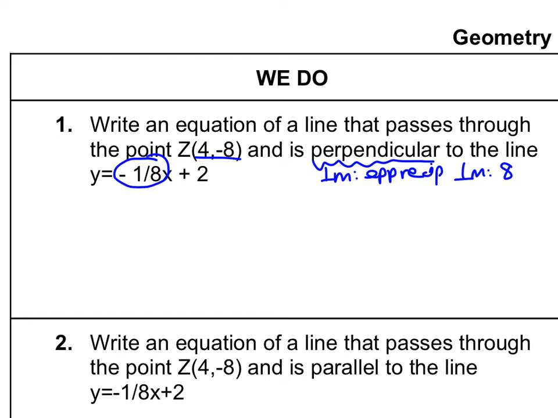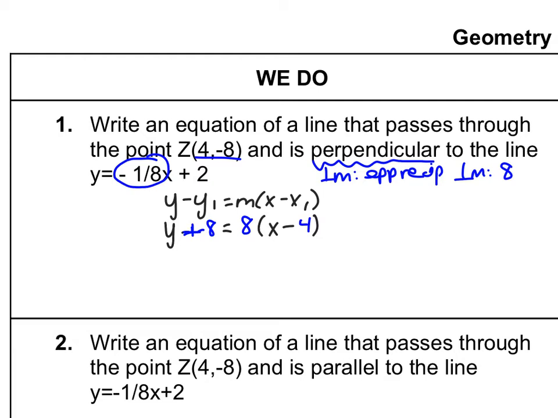Alright, since I am writing an equation, I have to use my point slope because I'm given a point and a slope. So point slope form here. All I do is substitute in, so y minus my y1, which is negative 8, equals m, we determined is a positive 8, and then x minus 4. Okay, so this is our equation in point slope form.